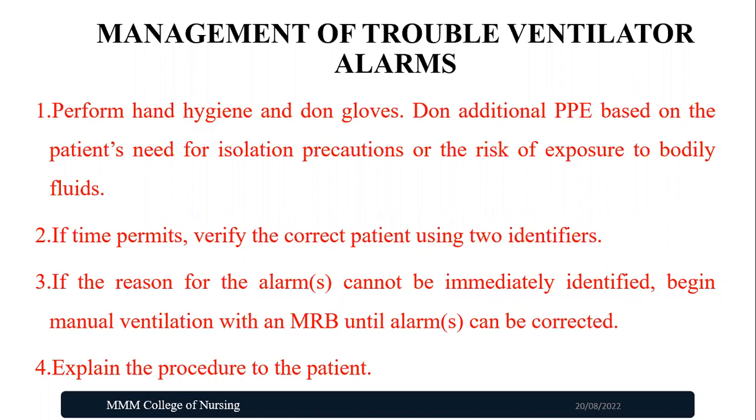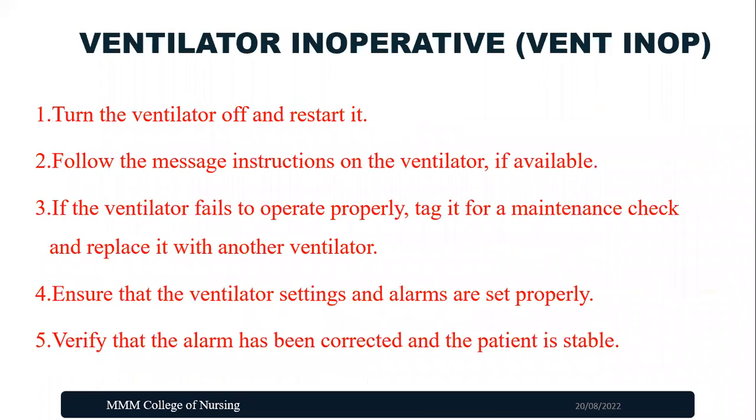So now we will see how each of the troubleshooting alarms can be managed. The first kind of troubleshooting alarm we are going to discuss is the ventilator inoperative, that is, vent inop. If you see this kind of alarm, immediately turn the ventilator off.